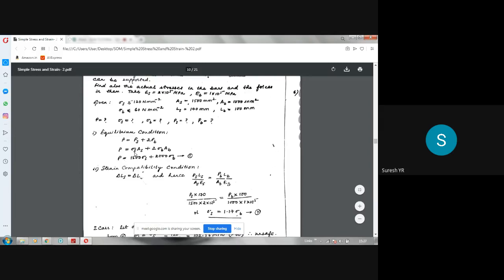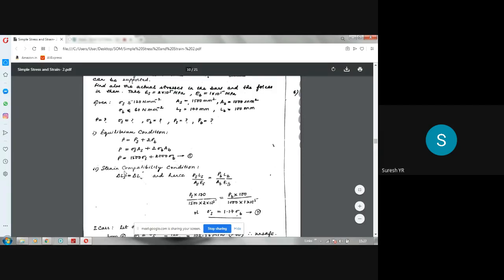Now he has given the values of AS and AB. AS is 1500 mm square and AB is 1000 mm square. If you substitute that, you will get this. Here sigma S and sigma B are unknowns.